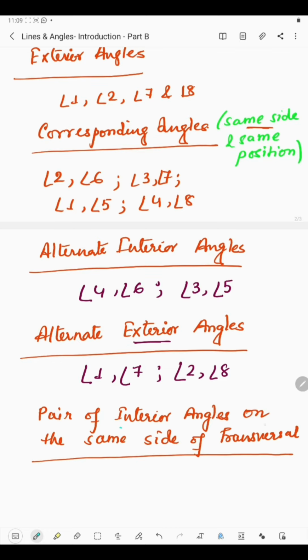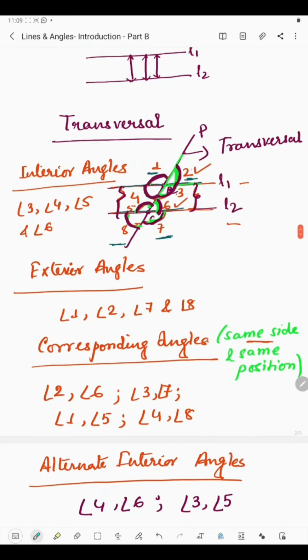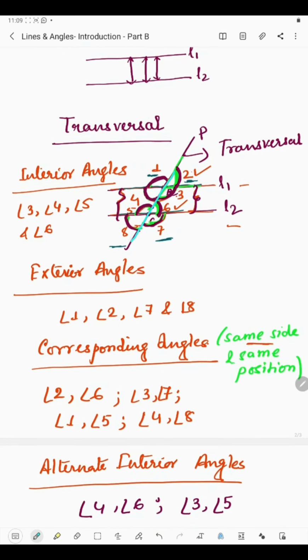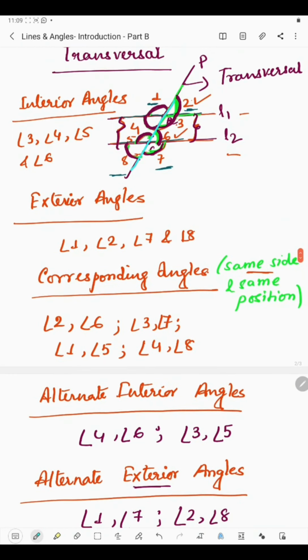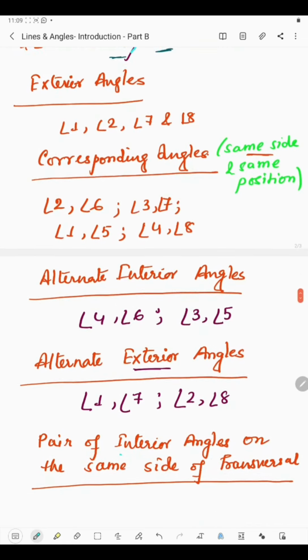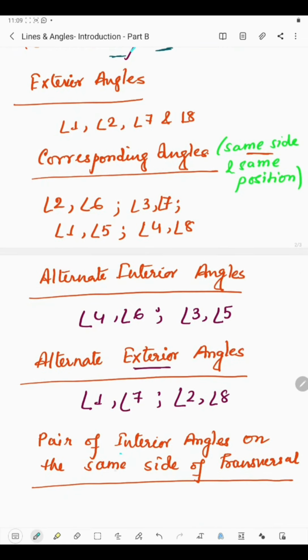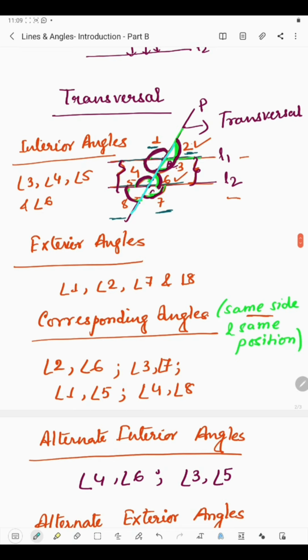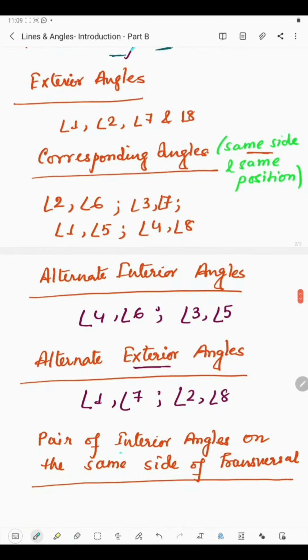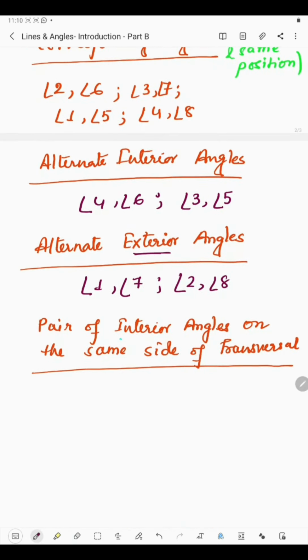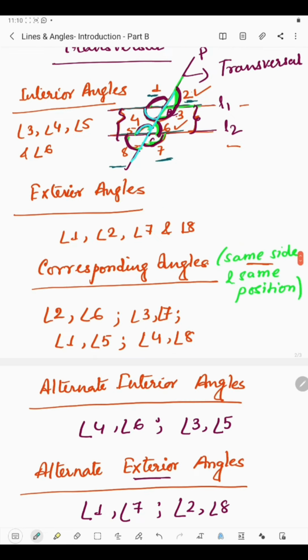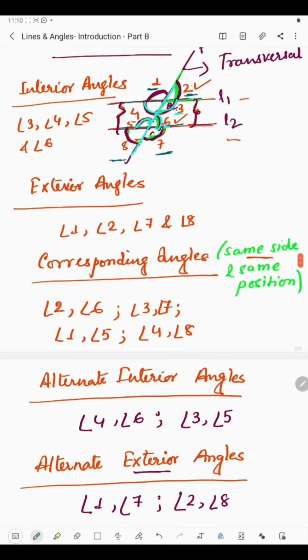Now next we have pair of interior angles on the same side of transversal. See, this is the transversal line. Transversal line means a line which crosses the two lines at two different points, isn't it? Now we will have to find the pair of interior angles on the same side of transversal. If you see the left hand side, these two are the angles which are on the same side of the transversal. So it is angle 4 and 5. Okay, and another pair of interior angles on the same side of transversal is this and this. So that means it is angle 3 and angle 6. Okay.